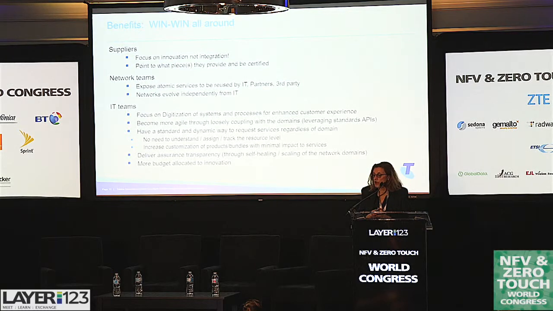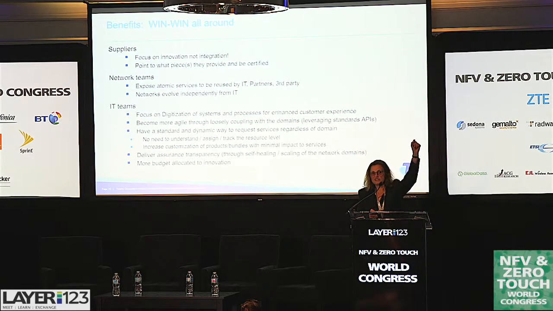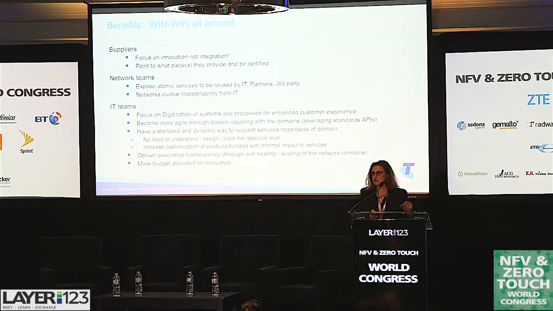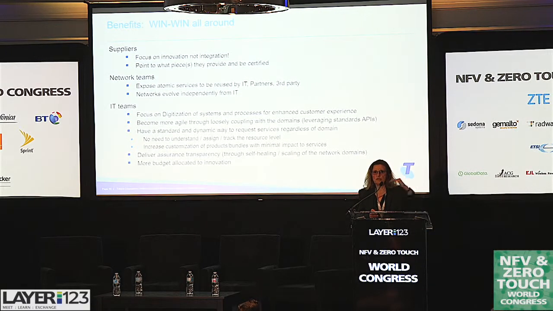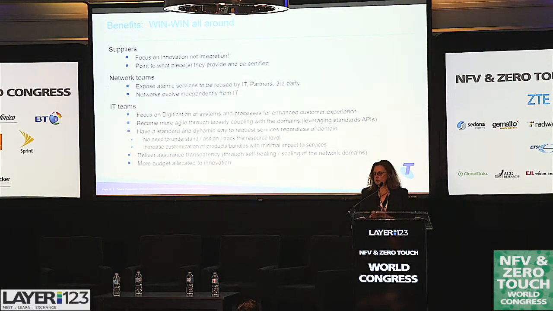The network team will expose atomic services that can be reused by partners. As I was talking maybe with other service providers, we can share things if we expose similar things. And then the networks will finally evolve independently from the IT systems. It is so taxing. Every time we do a software upgrade anywhere, whether it's an IT system or a network system, we have to retest everything. It's a nightmare. By having northbound APIs, it's really going to help us there.